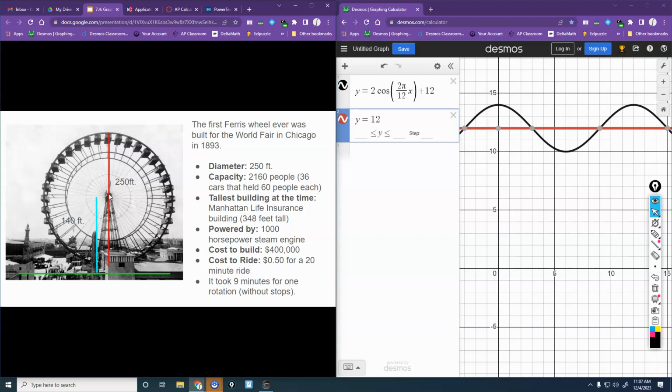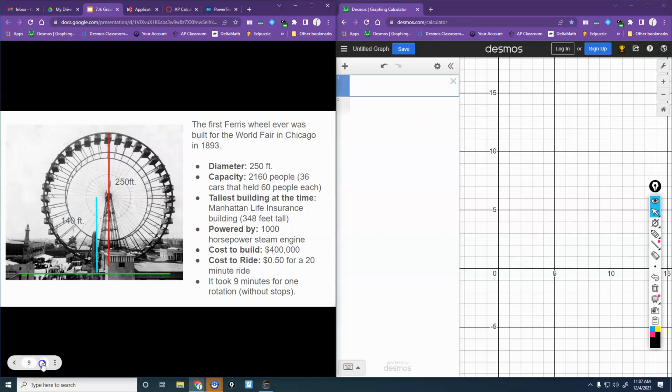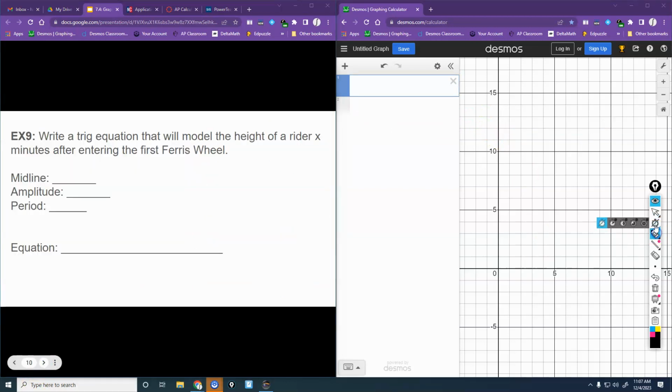Now, those cars don't go all the way to the ground. Think about just riding a Ferris wheel at the fair or somewhere. Usually whenever you ride a Ferris wheel, you've got to walk up on a platform to get onto the Ferris wheel, right? Because we don't want these cars skimming the ground each time they go around, right? So for this, the midline should be 140 feet, right? That's the middle of this graph. So over here, we know that midline needs to be y equals 140.